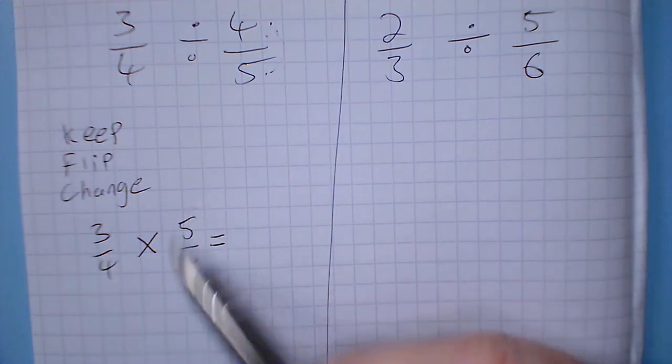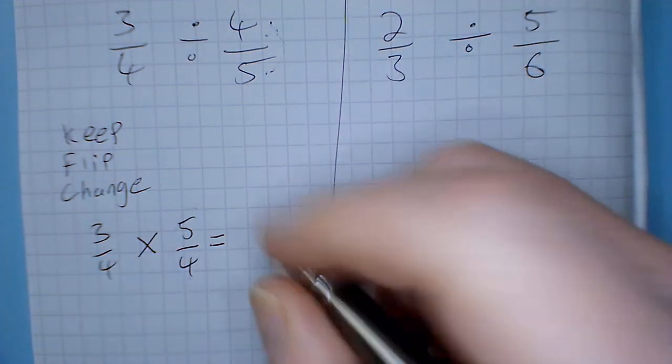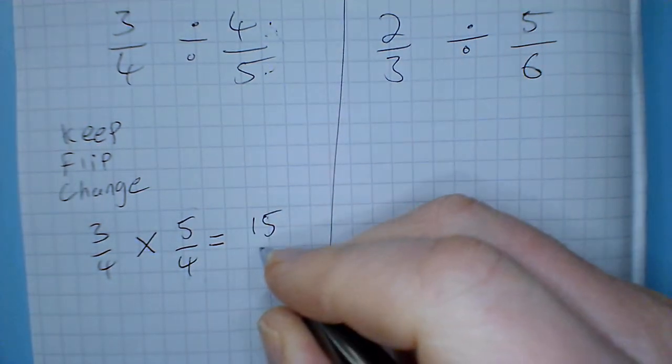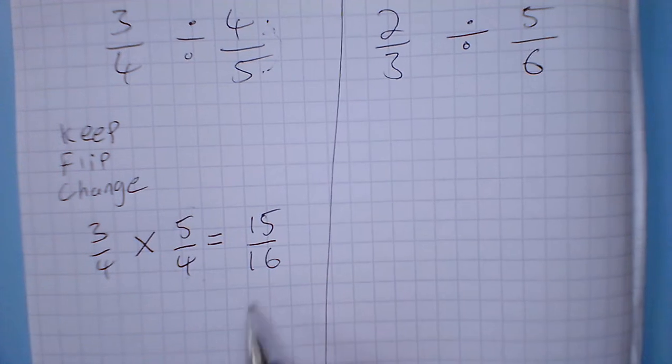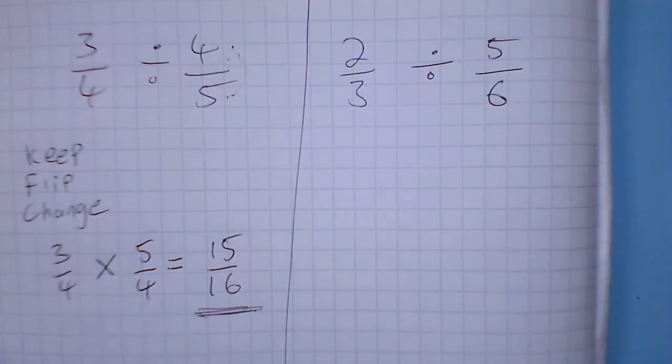Now, don't worry about the fact that that is an improper fraction. It's okay. 3 multiplied by 5 is 15. 4 multiplied by 4 is 16. Now then, that's the answer, 15 over 16. If you get an answer that needs to be simplified, then yes, simplify it, but that one can't be. So pause the video and have a go at this example here, which is 2/3 divided by 5/6. And then when you have done it, press play again and have a look at the answer.